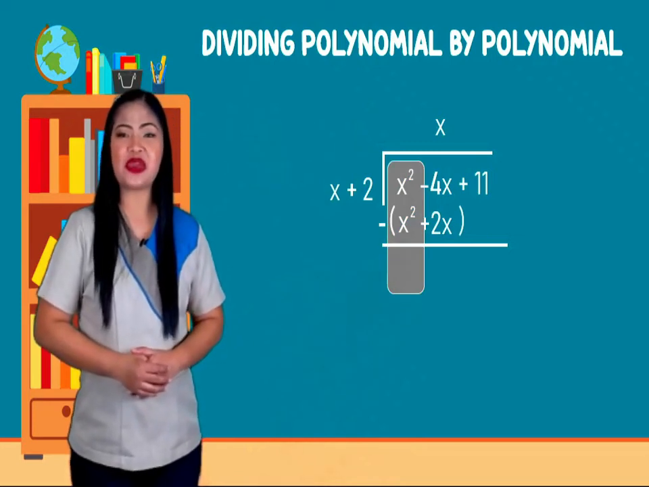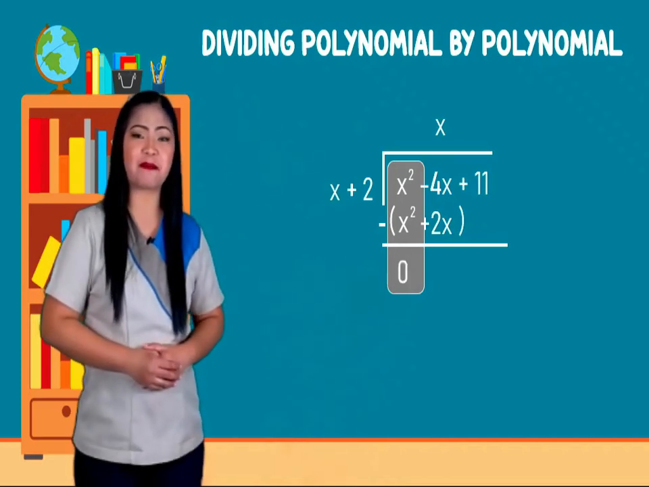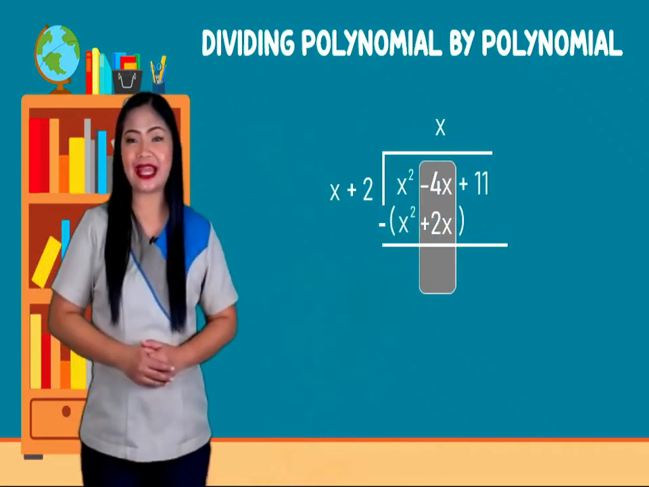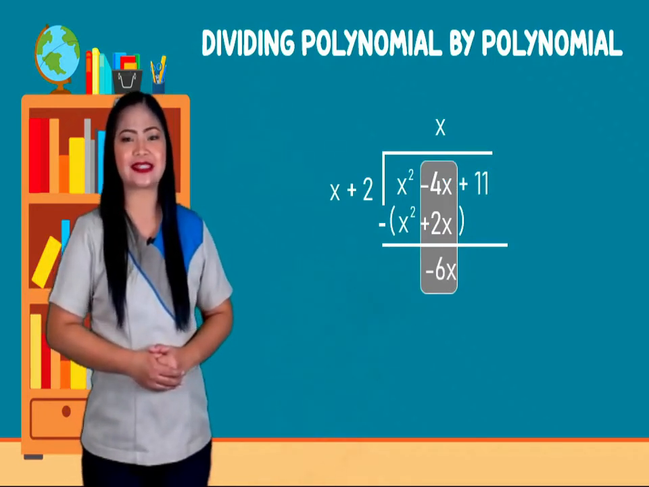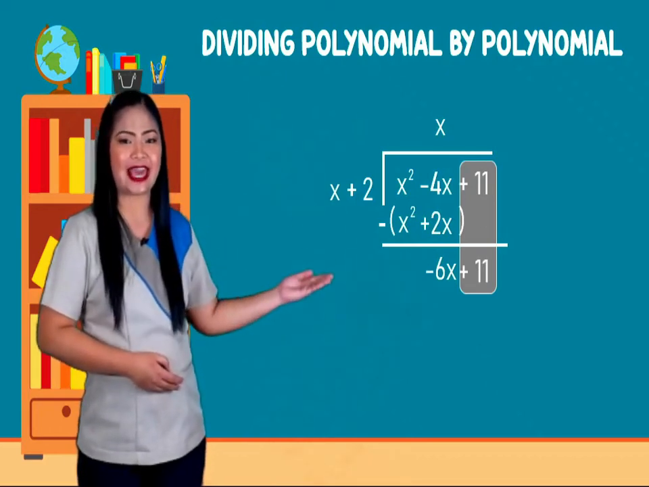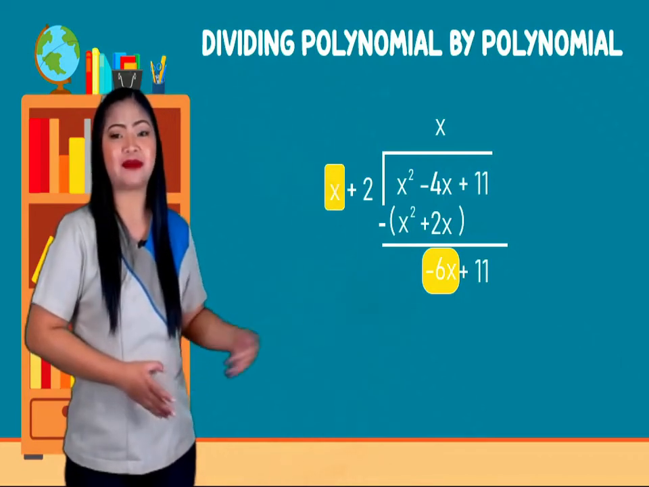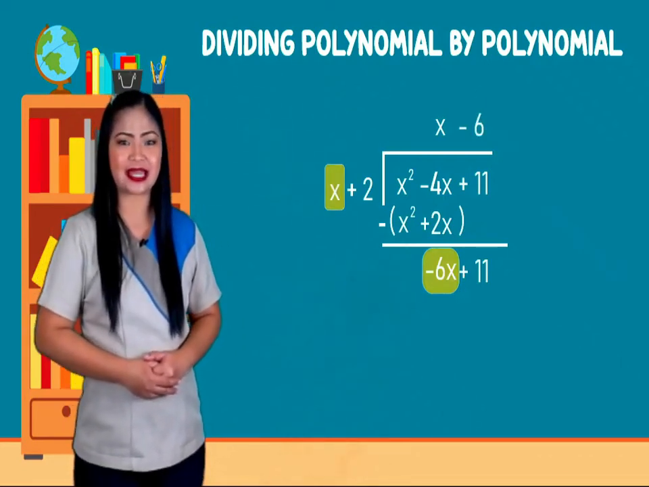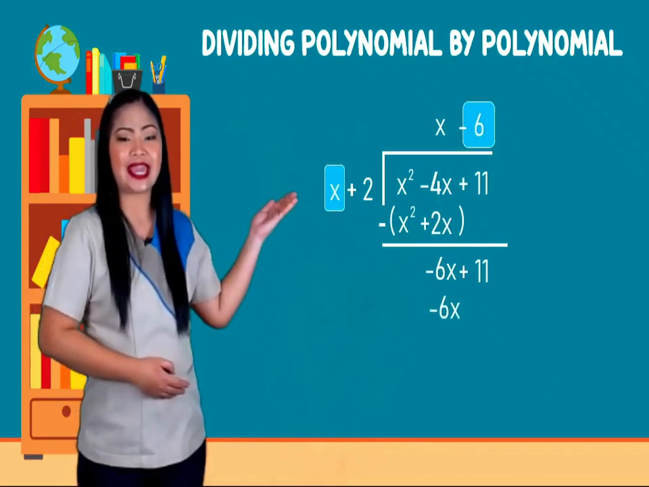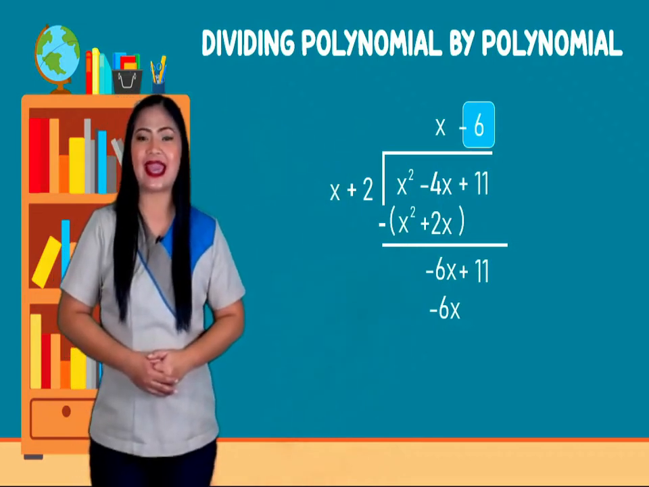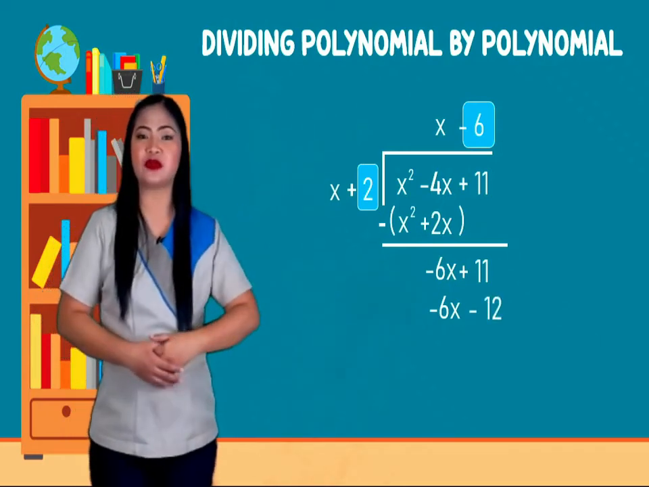Next, subtracting, we will have x raised to the second power minus x raised to the second power is 0. Negative 4x minus 2x is negative 6x. Bring down plus 11. Repeat the process. Negative 6x divided by x is negative 6. Multiplying, we have negative 6 times x is negative 6x. And negative 6 times positive 2 is negative 12.